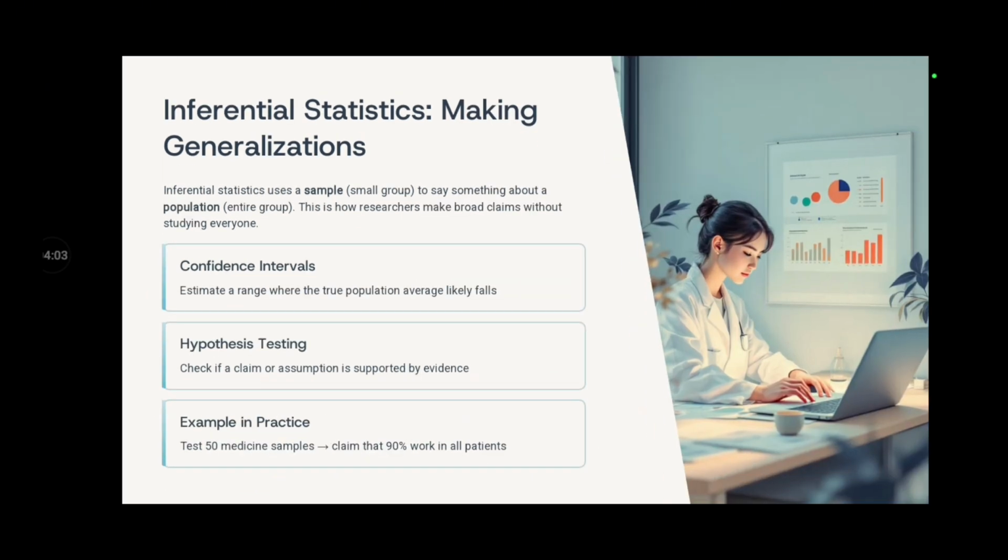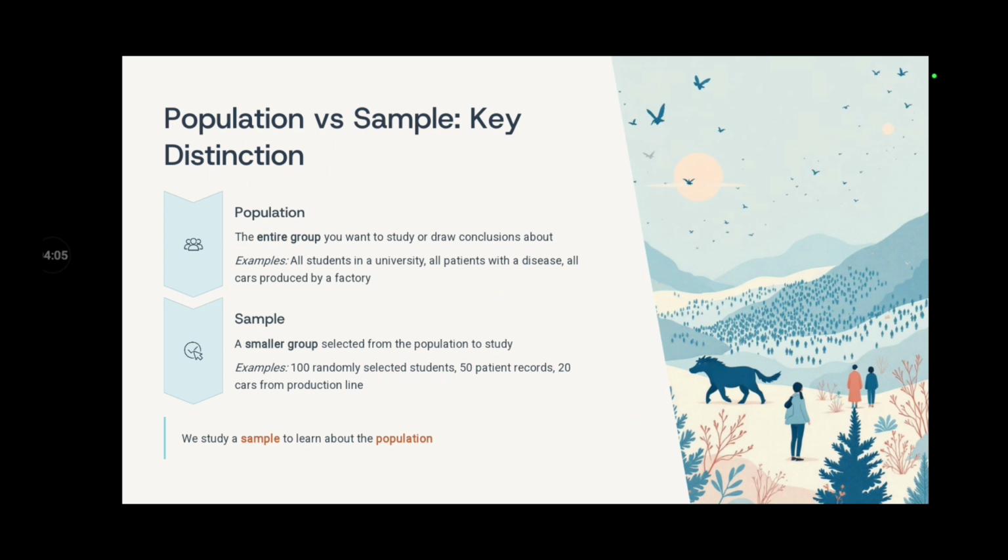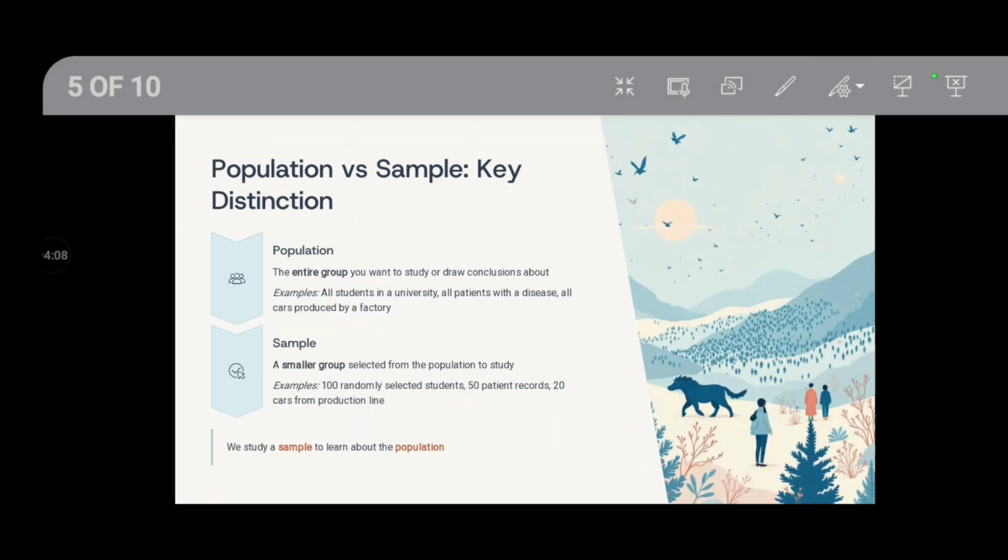Okay, so let's go on to the next one. Remember, population and sample are very important, and I have told you about these in previous parts. Population is the entire group we want to study or want to draw conclusions about. Examples: all students in a university, all patients with a disease, all cars produced by a factory. We cannot make claims or decisions about all of these because the population is very large and it is hard to make a generalization about the population.